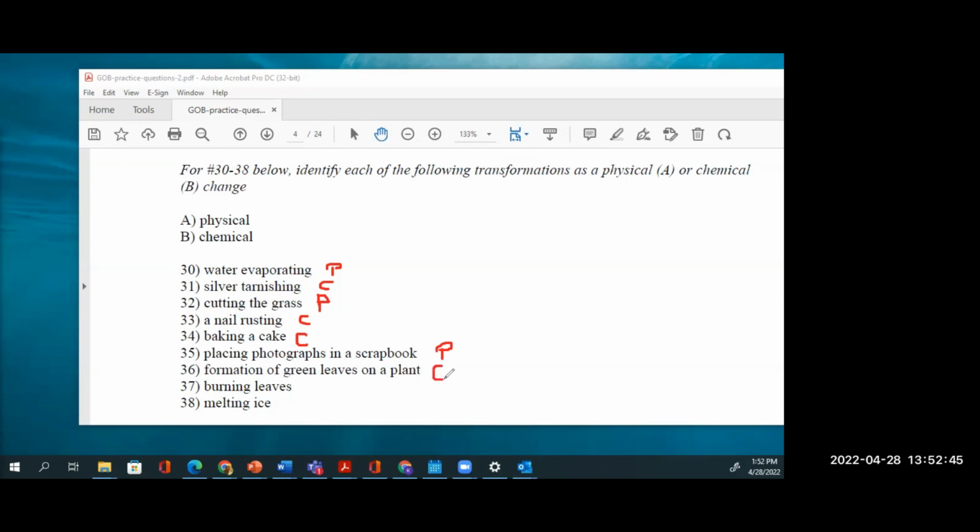Did my look give it away? So think about it, because you're making the things that make the green leaves. So that's a chemical reaction. Burning leaves. Ice melting. Okay. Not too bad. There's only one that you guys are kind of like, well, one, and then you guys know what tarnishing was.